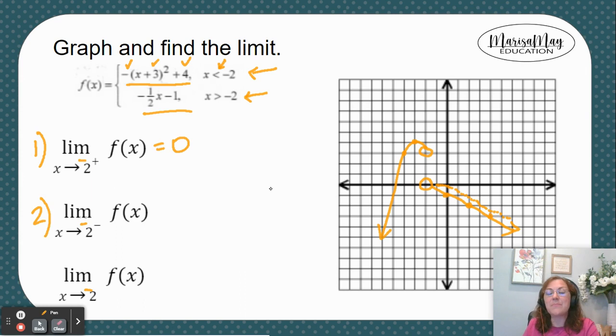Look at the second one. As x approaches -2 from the left, so I'm coming from this piece of the graph and I'm coming into -2, it looks like my y values are getting closer to +3.